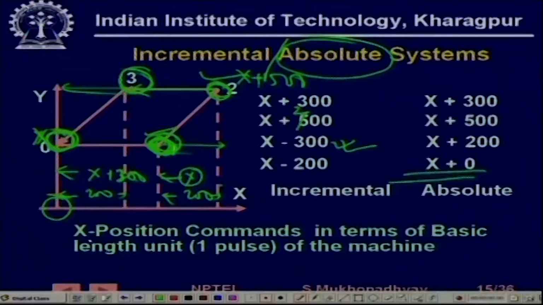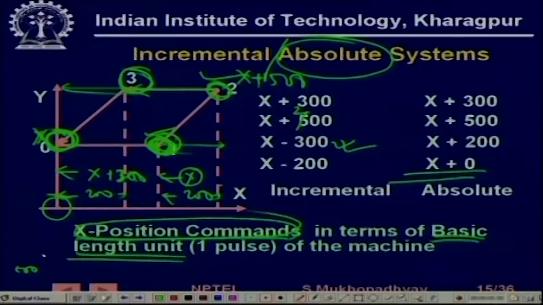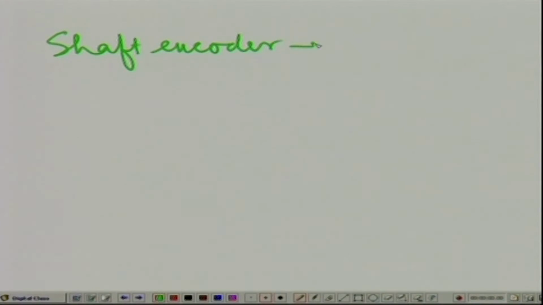There will also be a unit. These positions are generally mentioned in terms of what is known as a basic length unit. To understand the basic length unit, suppose you have a shaft encoder. The shaft encoder gives say 500 pulses per rotation.